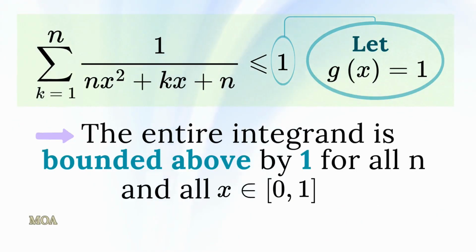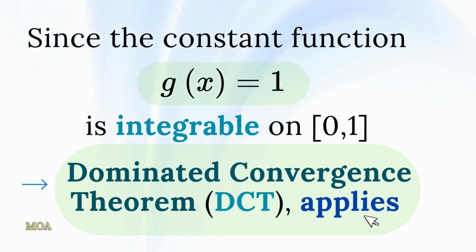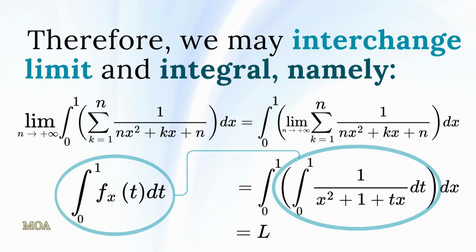Thus, the whole expression is bounded above by the constant function g of x equals 1, and this function is integrable on the interval from 0 to 1. Hence, by the dominated convergence theorem, we are fully justified in interchanging the limit and the integral. Therefore, we may interchange the limit and the integral.